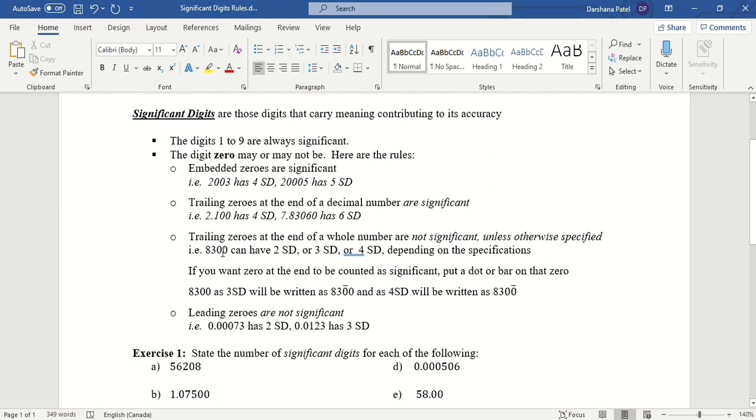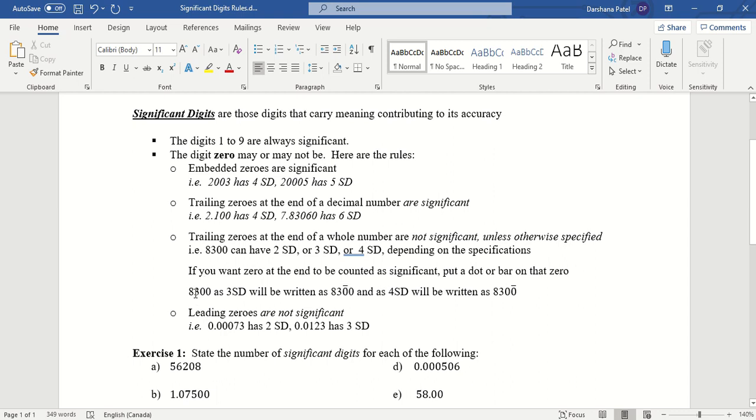However, if I specify it, I can count the zeros as significant. If you want that 0 to be counted as significant, we have to put a dot or bar on that 0. For example, 8300, same number, initially the way it is written, it's only two significant digits. But if you want to make it three significant digits, I need to make this 0 significant by putting a bar on top like this. So now I will count 8 as the first, 3 as the second, and this 0 as the third significant digit.